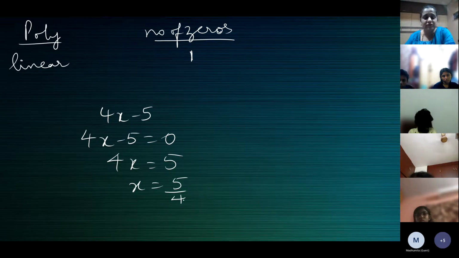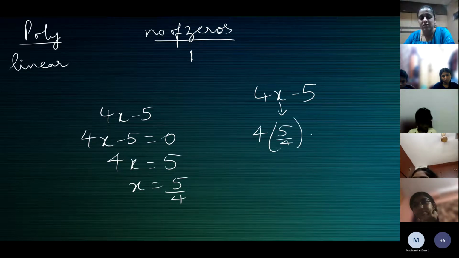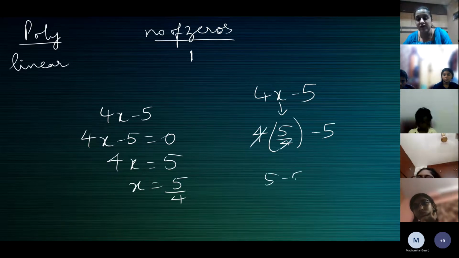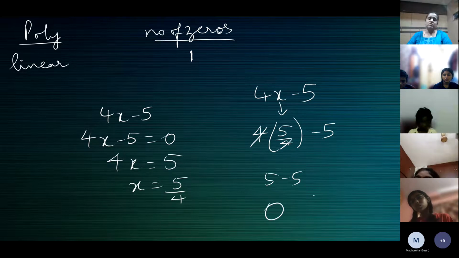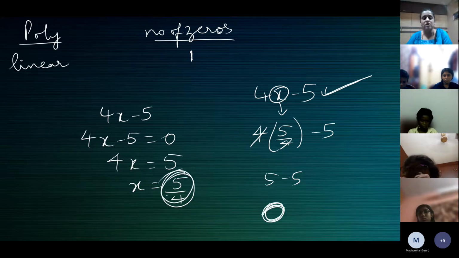So now we got x is equal to 5 by 4. The linear polynomial is 4x minus 5. In place of x, we use the value 5 by 4. So 4 into 5 by 4 minus 5. The 4 and 4 get cancelled, 5 minus 5, and the value of the polynomial becomes 0. When you use this value 5 by 4 in place of x, the value of 4x minus 5 becomes 0.